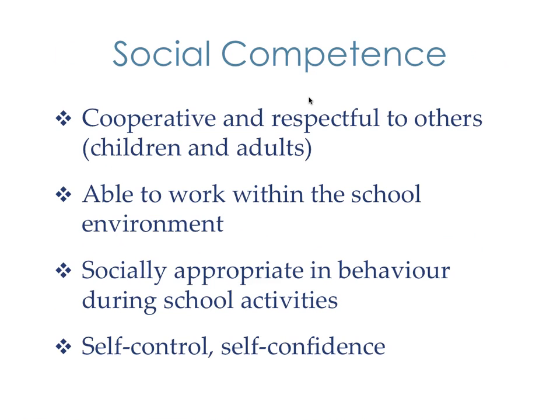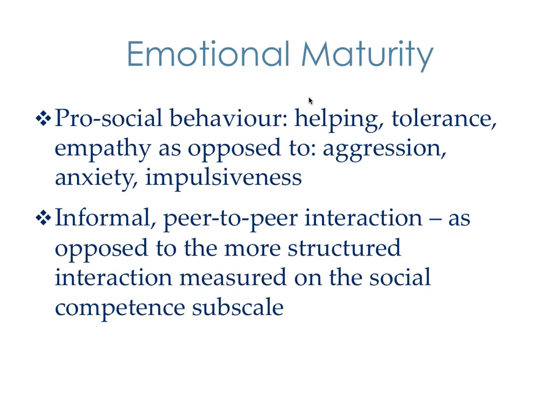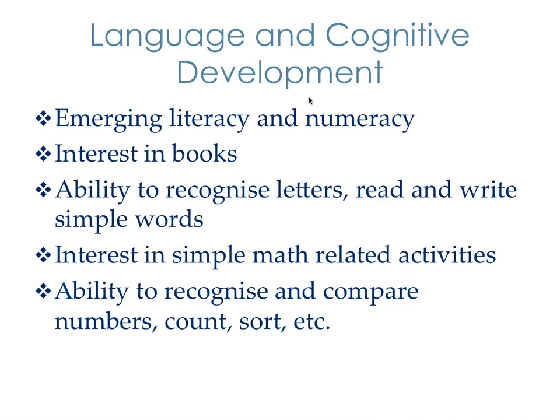Social competence, there's 4 main areas that go through how cooperative and respectful children are, their amount of self-control, and how well they act in terms of being socially appropriate within the school behaviors and in the school environment. Emotional maturity, which is somewhat related, has 4 components. One has to do with how much helping behavior children show, their levels of aggression, fear and anxiety, things like that. So it's more about the informal peer-to-peer interaction that's measured for emotional maturity.